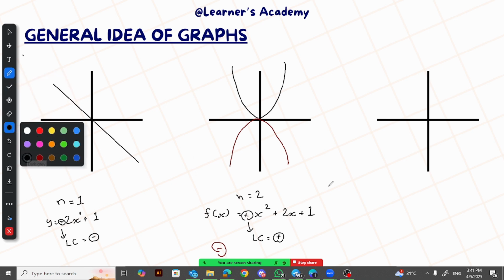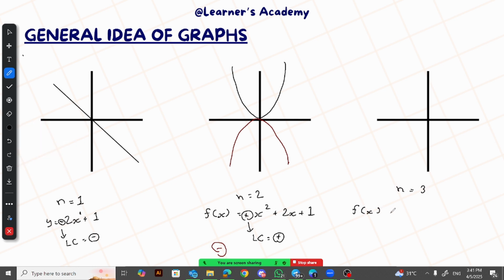Okay, so let's move on to the third graph, which is n equals 3. Say for example, the function can be something like 2x cubed plus 5x squared plus x. So we have the highest degree or index being 3, so n equals 3, and the leading coefficient is positive. And if that's the case, we get a graph something like this.